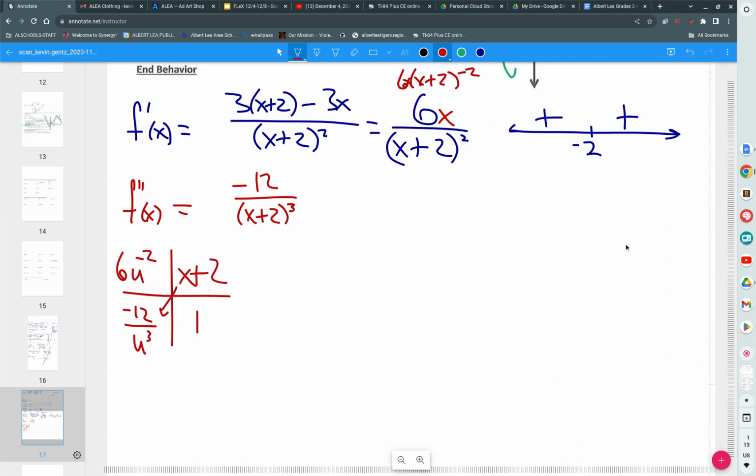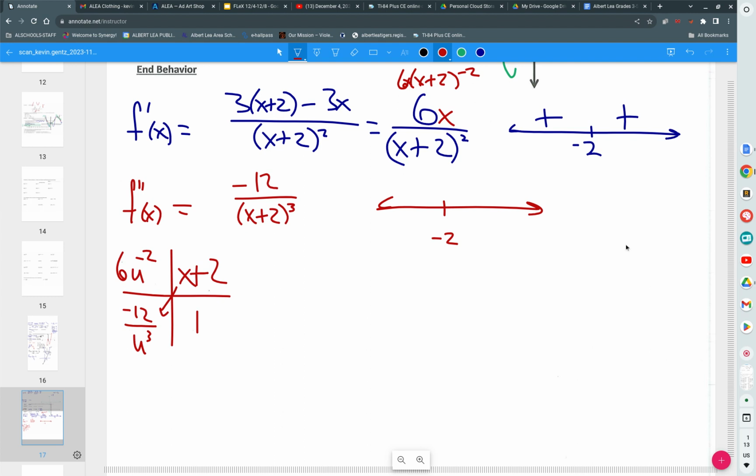True or false? That's always positive. True or false? That's always negative. False. If you have a cube, you can't say anything about positive or negative. Okay? It changes. And so we do plug in the value of negative 2. Or we make that our test in our number line.